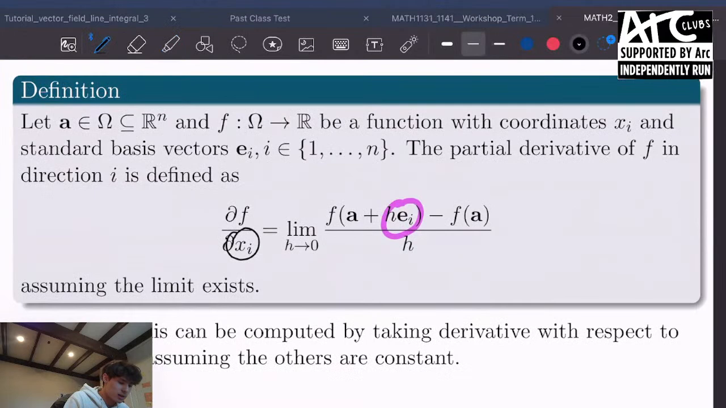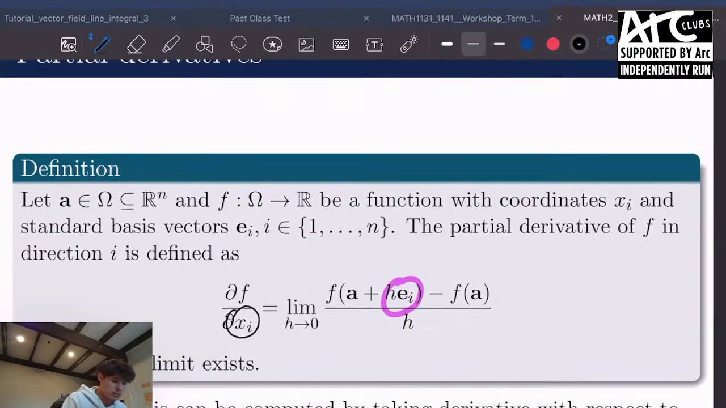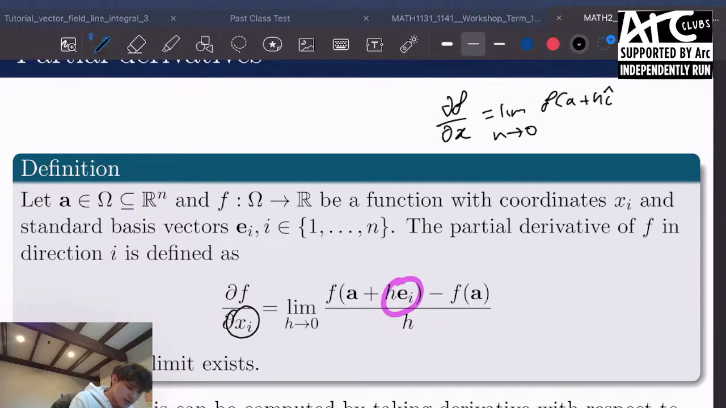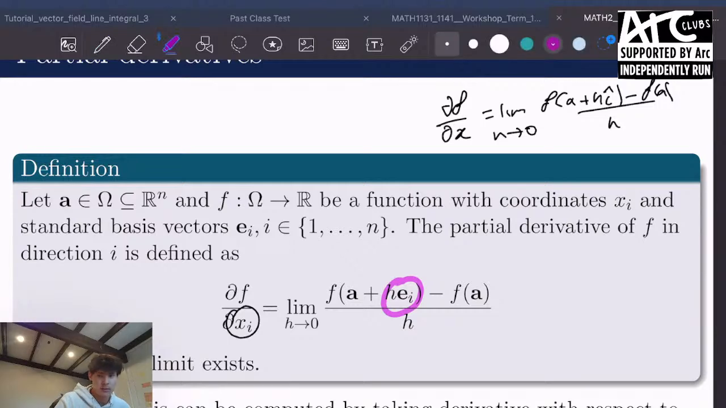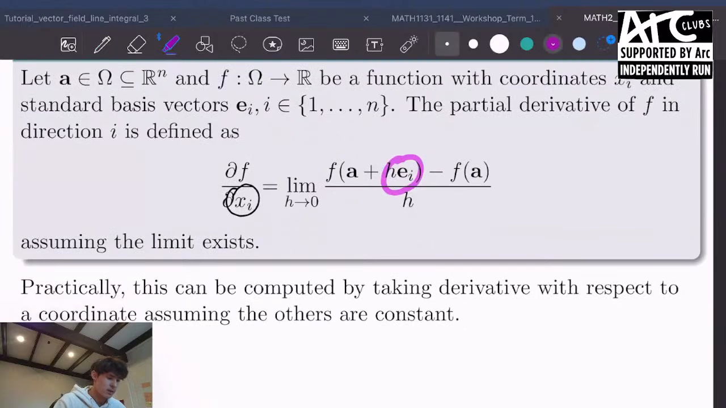We could easily find the partial derivative with respect to the x-axis, for example, by using this. So that would just be equal to the limit as h goes to 0 of f of a plus h times the i vector minus f of a, divided by h. So you can see that this definition here is very similar to what it looks like for just functions from R to R. It's sort of extending it onto functions of multiple variables.